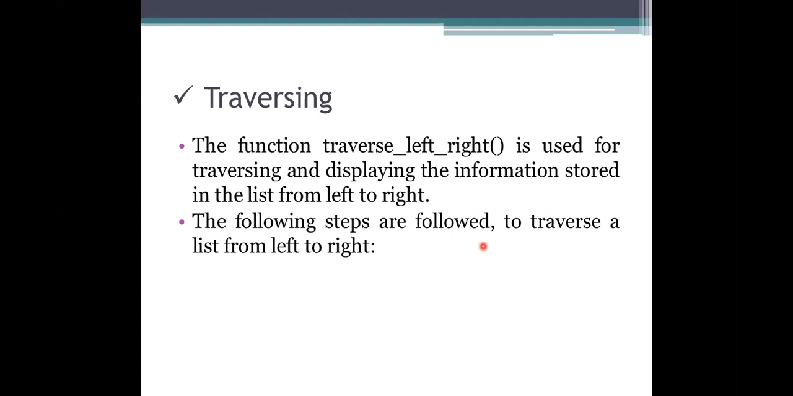Traversing. Traversing means we inserted the nodes into the list, so we need to know whether it has been inserted or not. How am I going to know? I need to visit each and every node here. In a singly linked list it is unidirectional, but in a doubly linked list we go for multiple directions, that is, two-way. So I can traverse from left to right, and I can traverse from right to left.